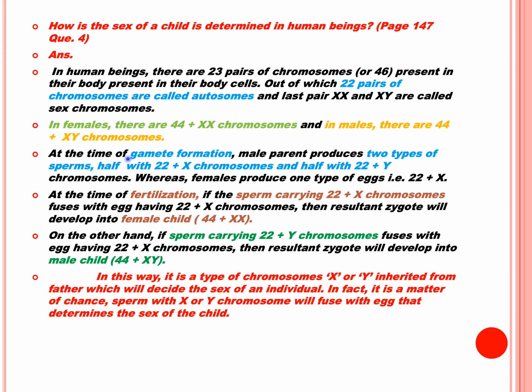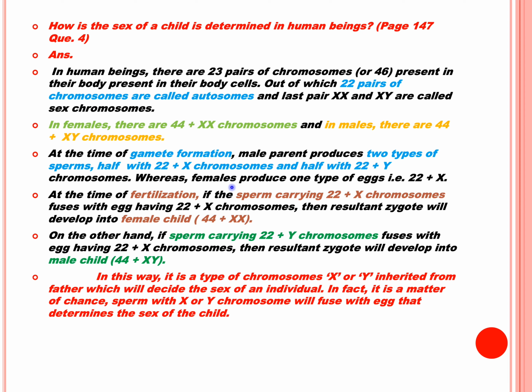So students, at the time of gamete formation, the male parent produces two types of sperms, half with 22 plus X chromosomes and half with 22 plus Y chromosomes. So you can be asked what is the genotype of sperms produced in human males. You can say 22 plus X chromosomes and 22 plus Y chromosomes.